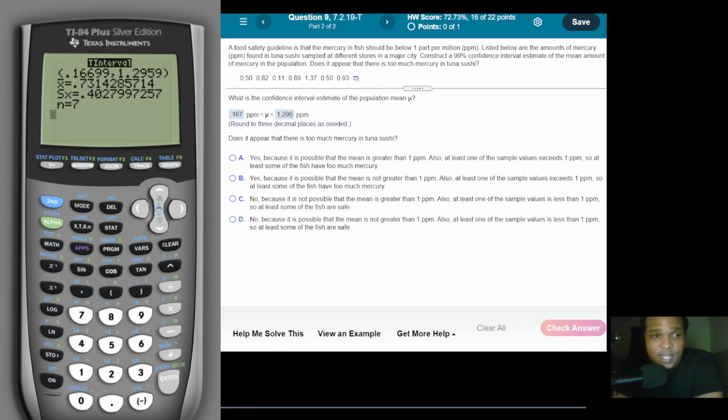I guarantee it. Anyway, does it appear that there is too much mercury in tuna sushi? Yeah. Okay. So they're talking about mercury. Apparently, I didn't even read. Okay. Food safety guideline is that mercury in fish should be below 1 part per million. Listed below are amounts of mercury found in tuna sushi.